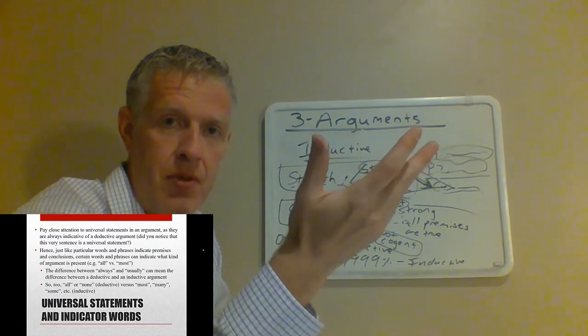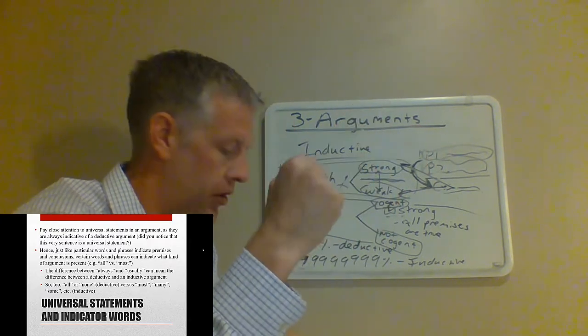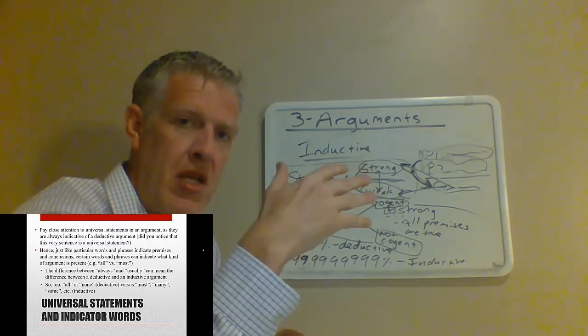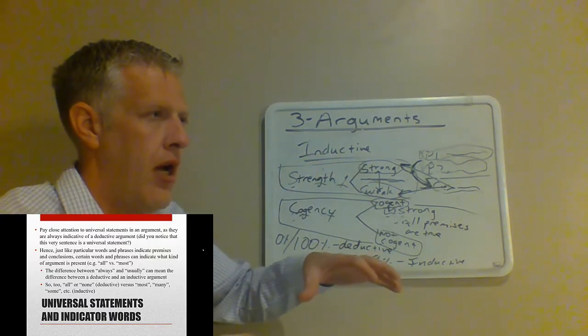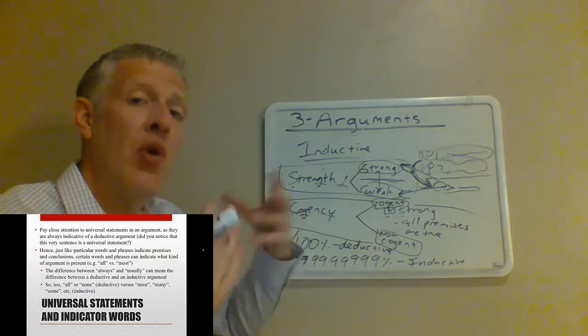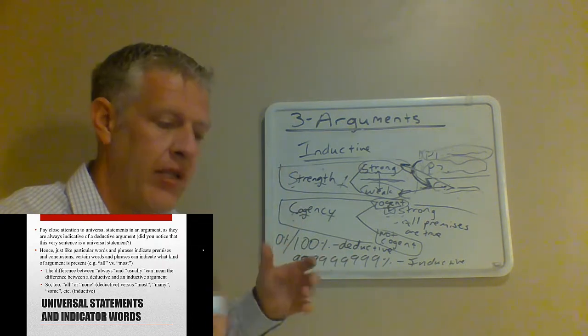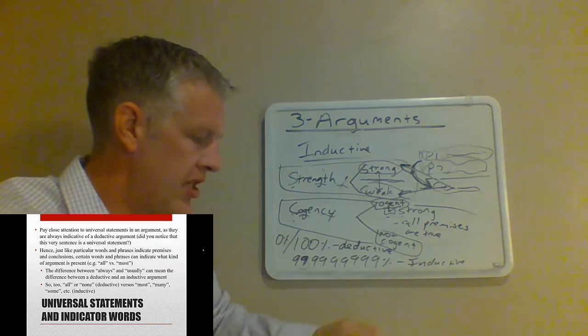None doesn't allow for an exception. All doesn't allow for an exception. Okay? Versus most, many, some. Those are all going to signal premises that do allow for exceptions, and hence an inductive argument. Okay. Turning to slide 13.